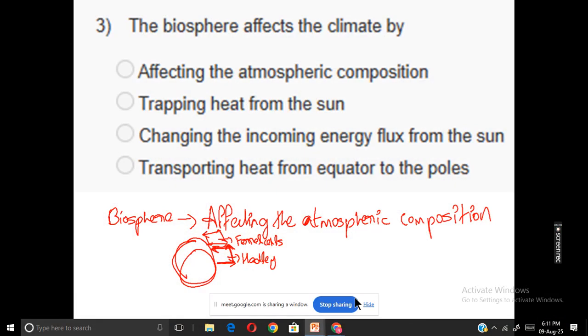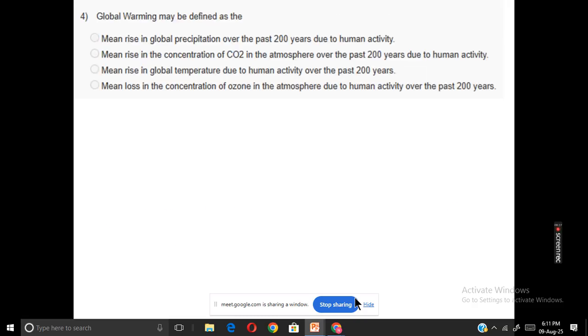So the biosphere mostly affects the climate through human activities, or through changes caused by animals or plants. The largest changes are actually caused by us humans, by affecting the atmospheric composition by emitting a large amount of greenhouse gases.